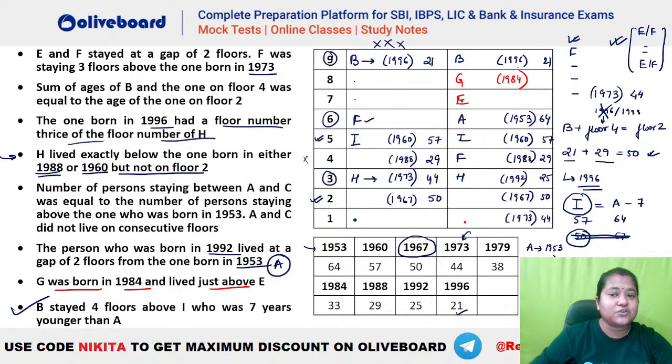Absolutely, Tanmay. So you can see G is 1984. That means he is 33 years old here. Okay. So now we are left to place two more people. Who are those people here? A, B, C. So C is remaining and D is remaining. C and D are the ones who are remaining.